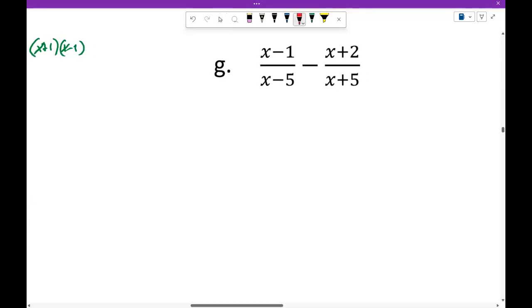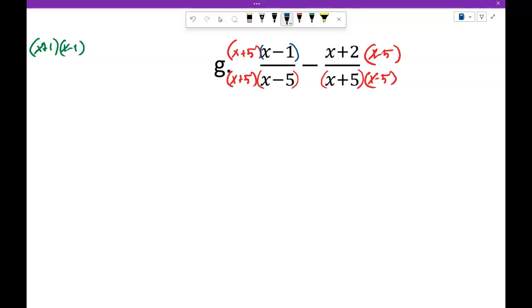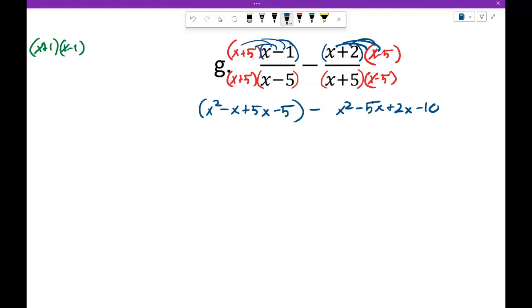Last but not least, we've got factors x minus 5 and x plus 5. So we're going to multiply each side by the factor that they're missing. We'll go ahead and make sure that we distribute here, and distribute on the right, all over our common denominator.